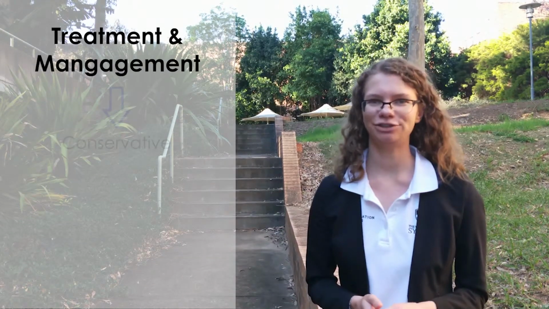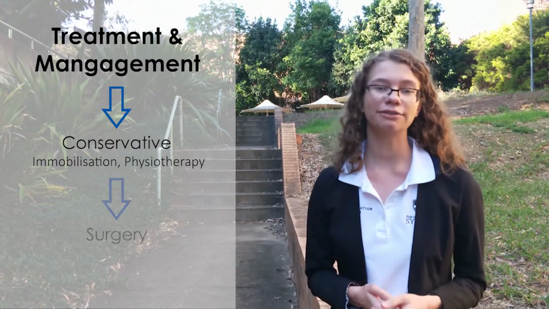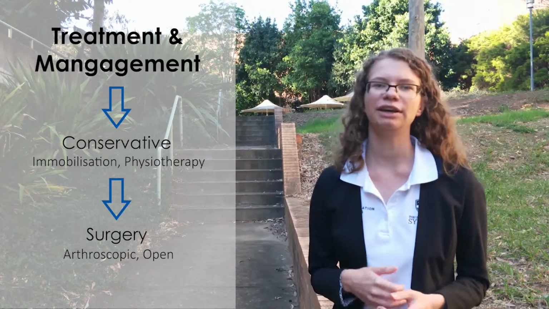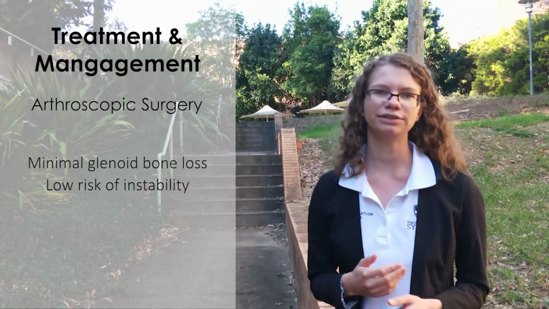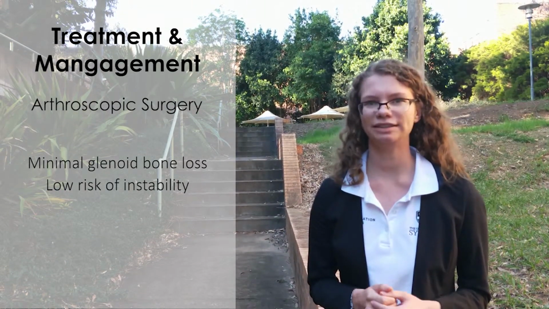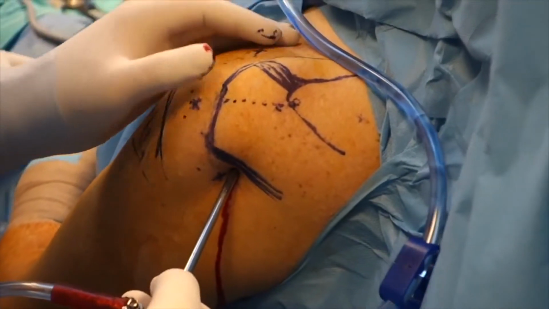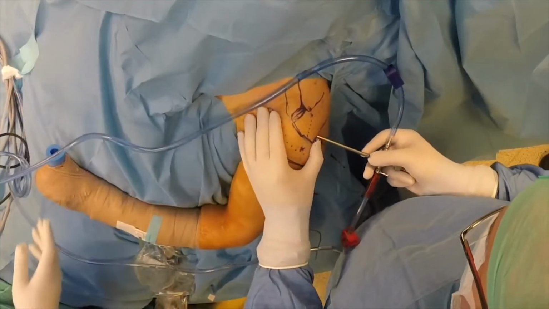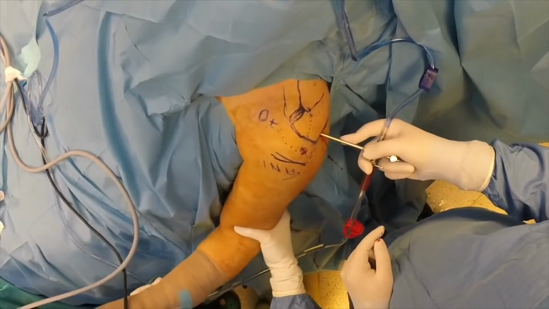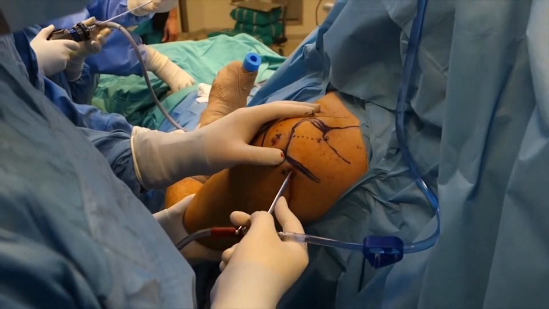Bankart lesions may be treated conservatively at first using immobilization or physical therapy. Arthroscopic repair is a common surgical method for managing instability and is preferred when Bankart lesions have been sustained with little to no glenoid bone loss and the patient is at a low risk of recurrent instability. During arthroscopic surgery, a small number of incisions are made in the shoulder. An arthroscope is inserted into the joint, allowing the surgeon to view the shoulder anatomy without having to disrupt the musculature of the shoulder.